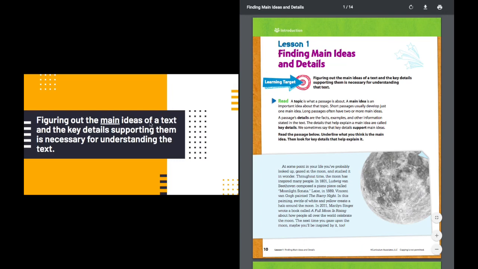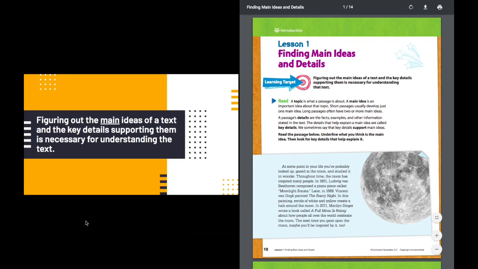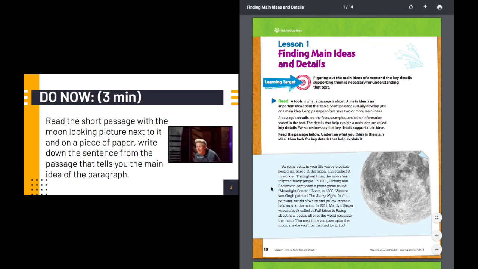So our objective for today is figuring out the main ideas of a text and the key details supporting them. And that's necessary for understanding the text, right? And as we know with the plan of attack, it helps us answer questions too. I want you guys to do this quick do now. So right here, you guys should have this resource. I sent it out to your parents.